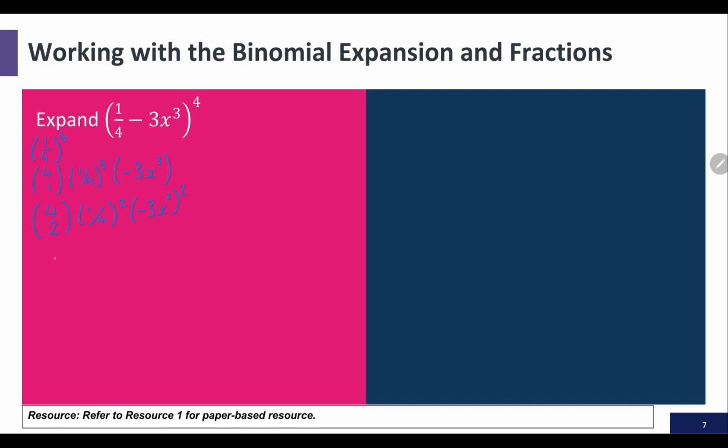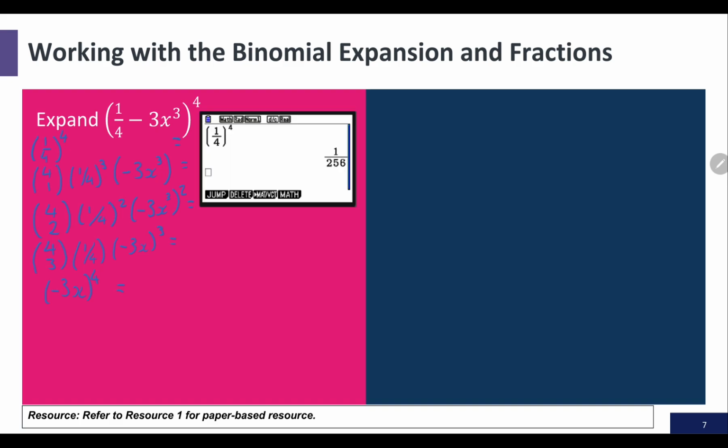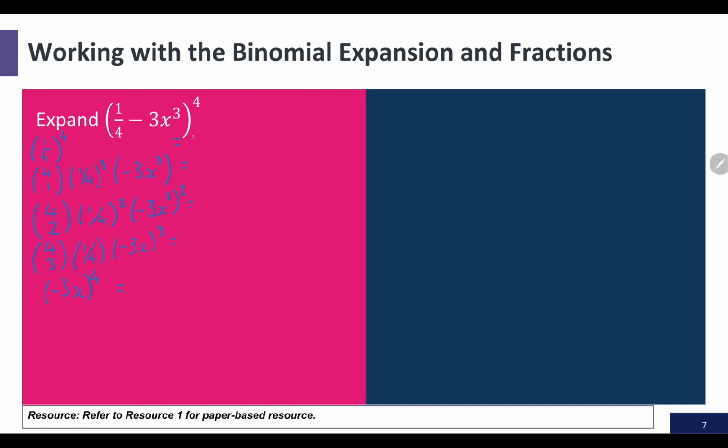So I'm really, really paying attention now because it's getting quite difficult. 4 choose 3, 1 quarter to the power of 1, minus 3x cubed, all cubed. And the final term then is minus 3x, all to the power of 4. So if you can write that down in your exam, you probably will pick up marks for that. Probably going to run out of space here. So in my calculator for the first term, it's going to be a quarter to the power of 4, which is 1 over 256.